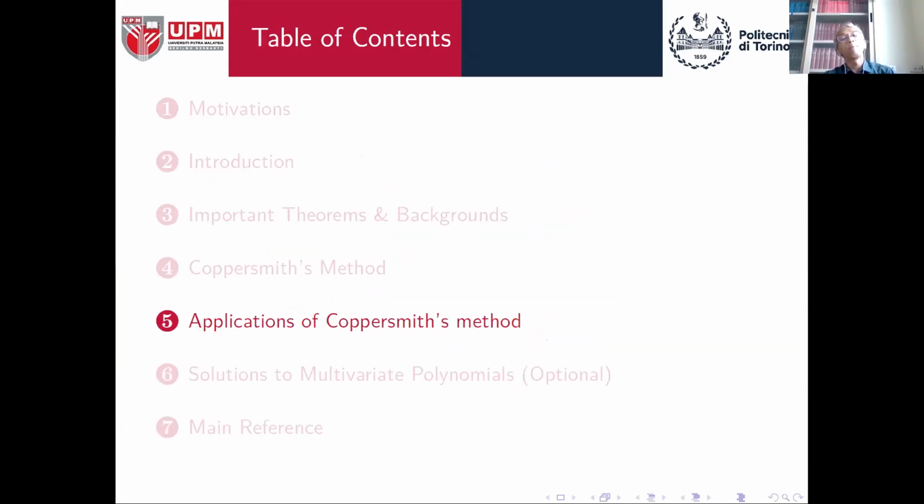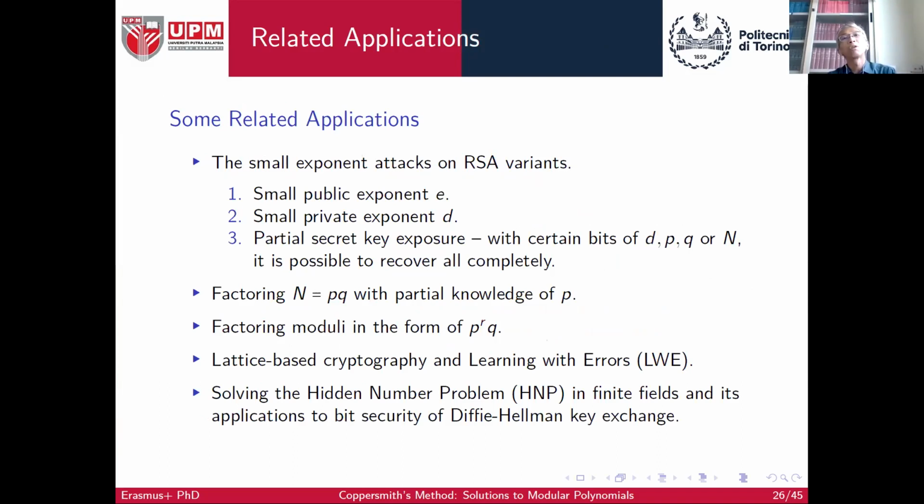But of course, the application of the Coppersmith method, like I mentioned in the earlier slide, is always used in cryptanalyzing RSA cryptosystems, such as the small public exponent, small private exponents, or even partial secret key exposure. With partial knowledge of P, the prime P, we can factor N equals PQ, or it is also frequently used in cryptanalyzing multi-prime RSA, P power R Q.